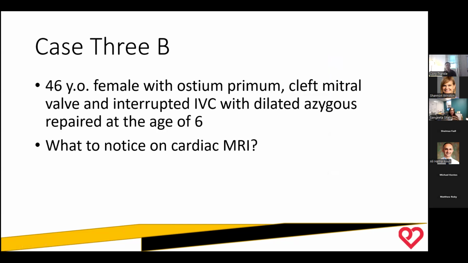So I call this case 3B. This is a 46-year-old female who had an ostium primum defect, a cleft mitral valve, and an interrupted IVC with dilated azygos, repaired at the age of 6. You don't repair the interrupted IVC, just to let you know. So she just had the primum ASD repaired. So what do we need to pay attention to by cardiac MRI?